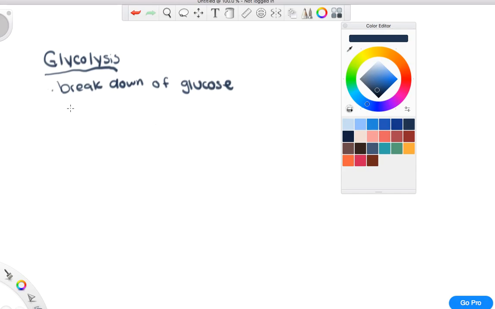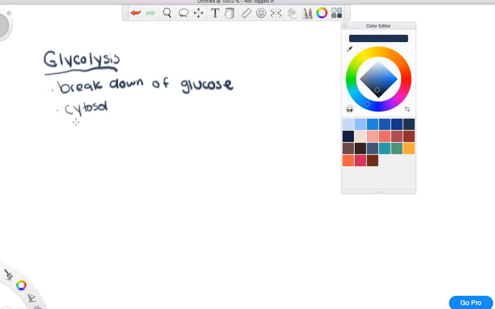What I want to emphasize is that this is in the cytosol, or the liquid of the cell. So, you know that you're going to have glycolysis, you're going to have the Krebs cycle, and you're going to have the electron transport chain. The glycolysis will occur in the cytosol of the cell, and the Krebs cycle and electron transport chain will occur in the matrix of the mitochondria. So I just want you to make sure you know that.